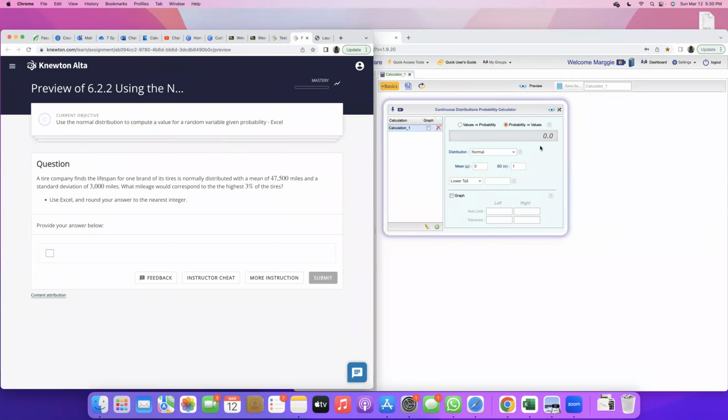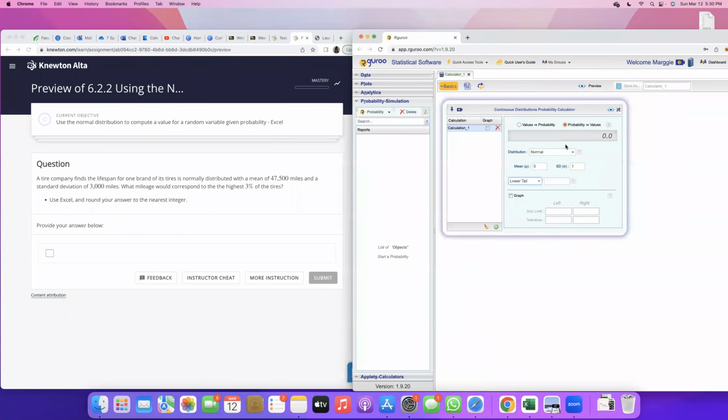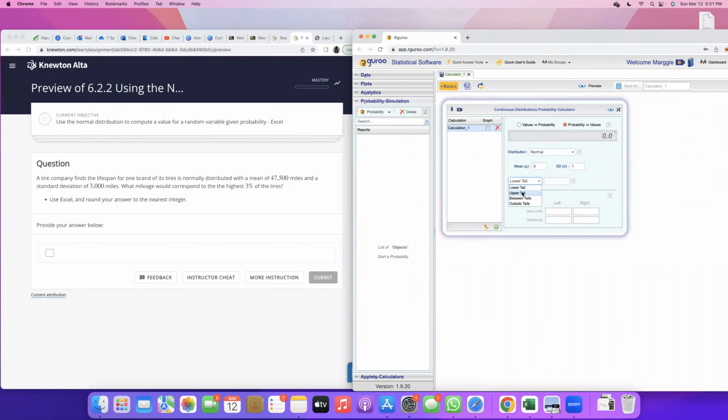So let's go back here and see which one of these we need, because that's the first thing we need to figure out. Are we talking about given values where we need to find the probabilities, or is it giving me a probability for me to find a value? Remember, probability is area under the curve. So we have that bell-shaped curve, and here it's telling me that I want to find a value, a mileage, that corresponds to the highest 3% of tires. So we are talking about an upper tail towards the right, to the highest values.